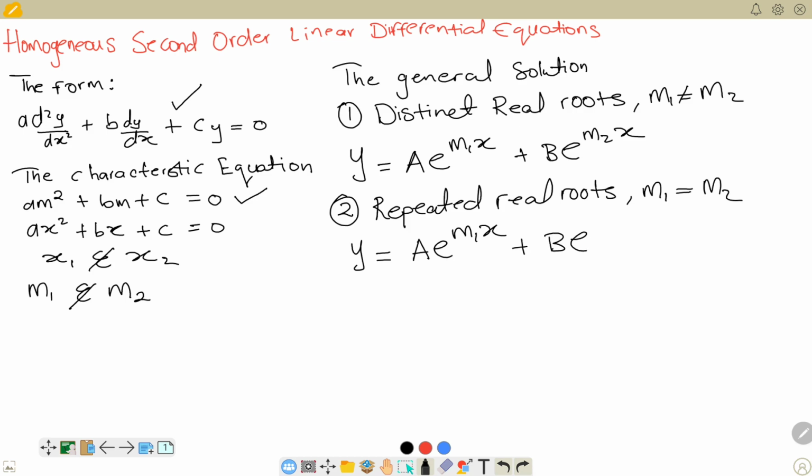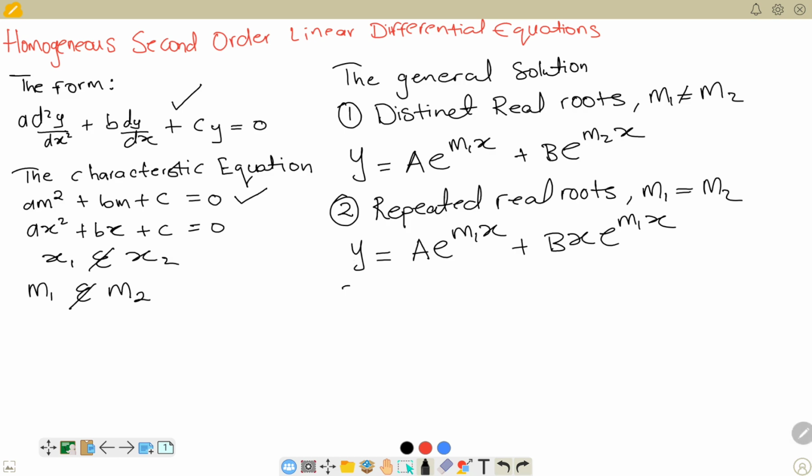We have b e to the power... it's not just b, it is different now. It is bx e to the power m1x. So we have to note that a and b are just constants. So these two are the equations when you solve your values of m and you find them in those cases.